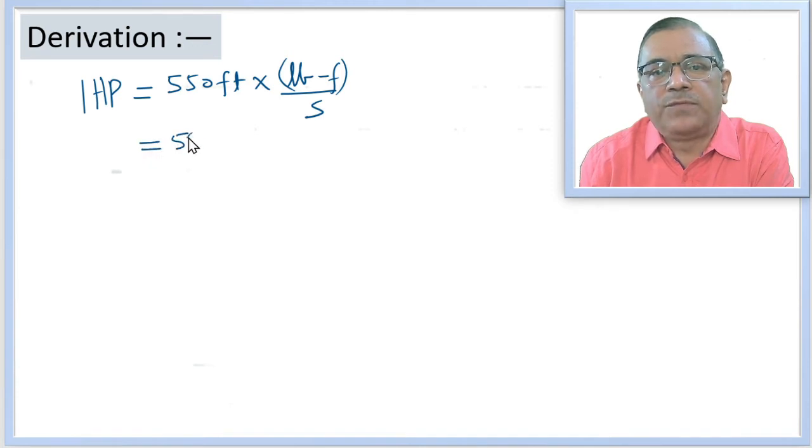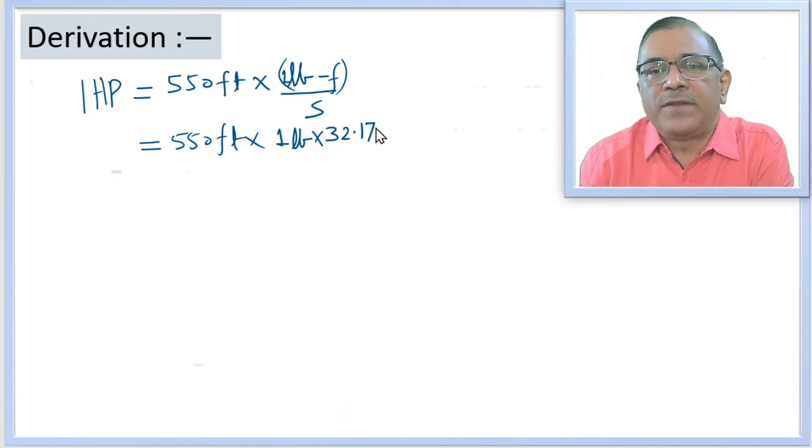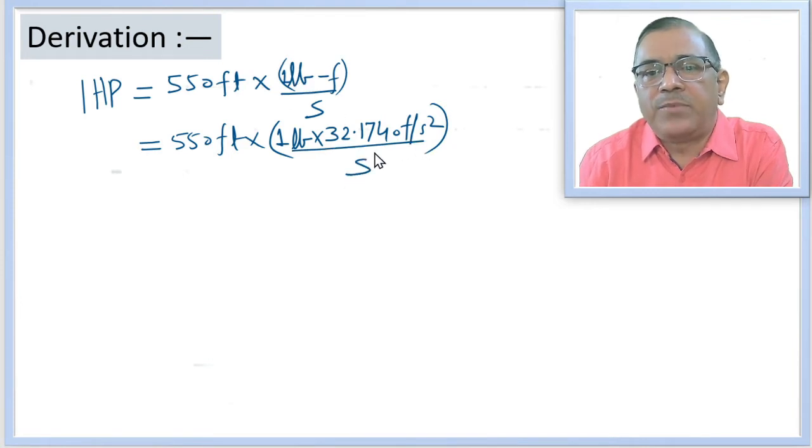This is equal to 550 feet. And this lb force, this pound force, we should really write as 1 pound multiplied by 32.1740 feet per second square, upon second. Why have I written it so?